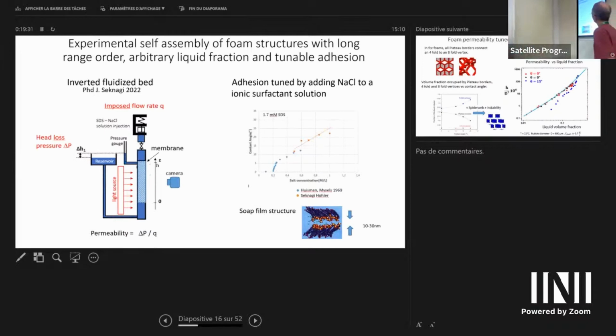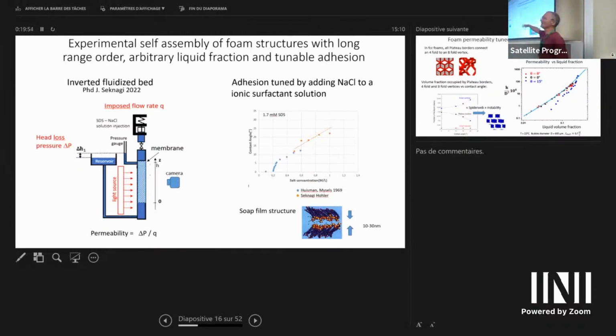And let me finally say a few words about experiments, because of course it's very nice to have pictures and simulations, but having the material sitting on the table is yet another step, which is difficult to achieve. Maybe I'm not going to go too much into the details. I don't know how much time I have.